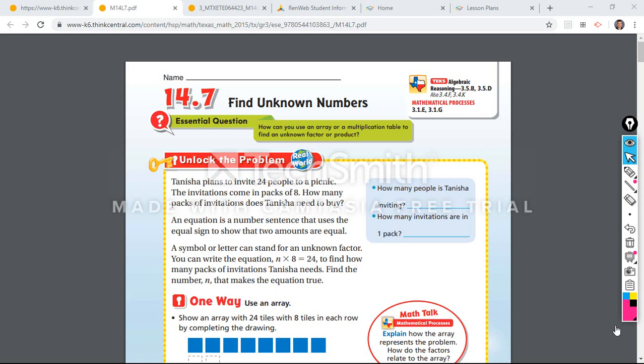But for today, let's go and look at 14.7. We're moving along. We're going to find the unknown numbers, and we're going to use an array or a multiplication table to find an unknown factor or product. So to review what a factor is, a factor is two numbers that are multiplied together. The product is the answer of those two factors. Okay? So again, follow along with me and I'll guide you through this.